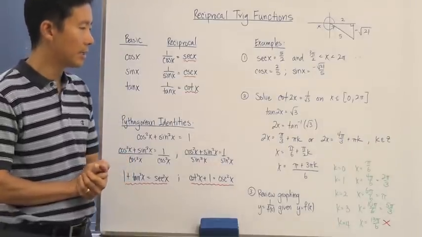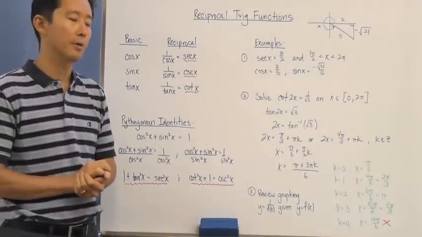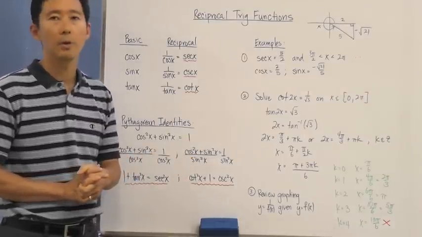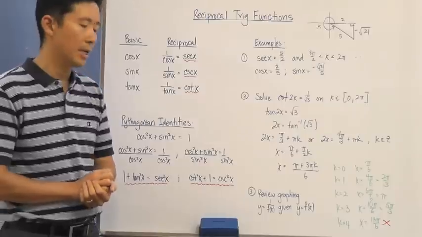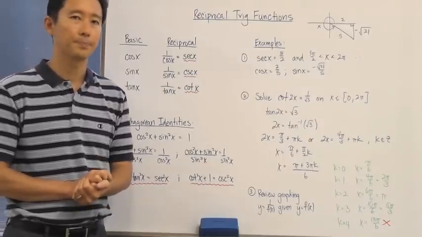Okay, and then the last thing that you need to do, and you can do this on your own, and the book will also help you, is just review graphing a reciprocal function given a particular function.